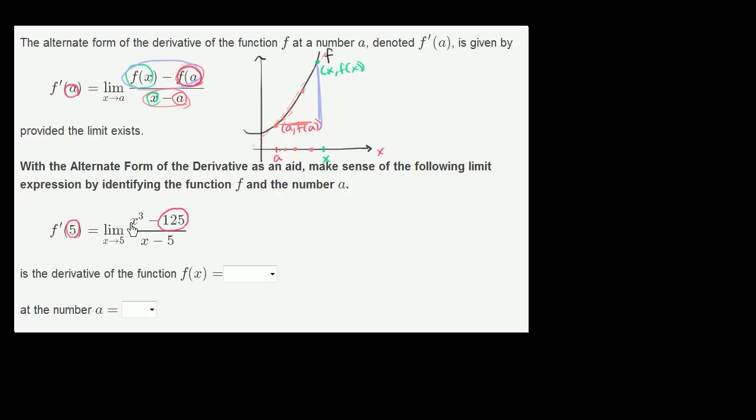Well, here, it's a limit of f of x minus f of a. Here it's the limit of x to the third minus 125. And this makes sense. If f of x is equal to x to the third, then f of 5 is going to be 5 to the third, which is 125. And we're also taking up here the limit as x approaches a. Here we're taking the limit as x approaches 5. So this is the derivative of the function f of x equals x to the third at the number a equals 5.